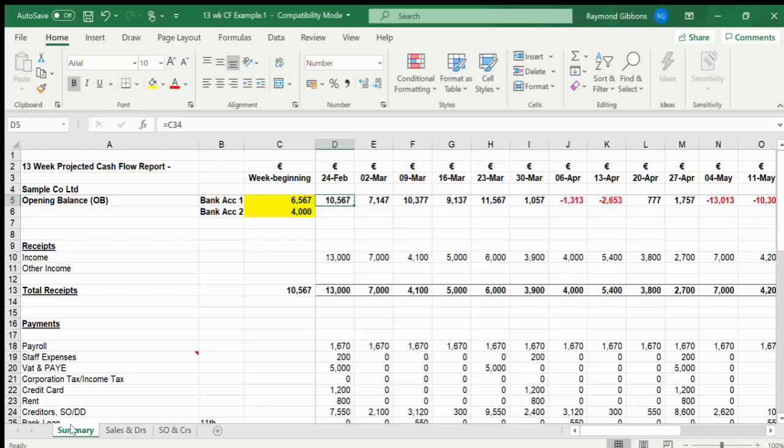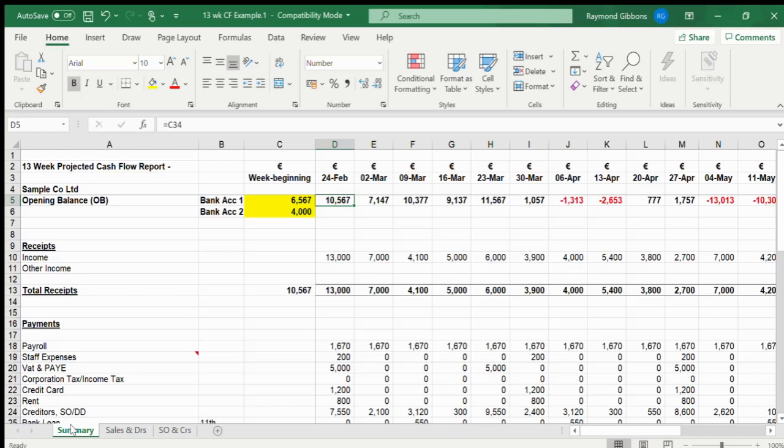We need to know if we're going to be hitting times when there is insufficient cash in our bank account, and to be able to plan for those occasions and to put in place a strategy that will ensure we're able to manage these particular situations that arise from time to time for all business owners.